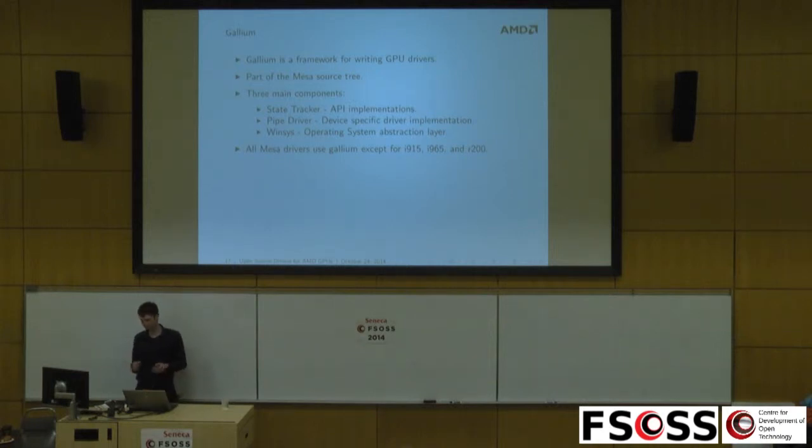All right, so I'm just going to talk really briefly about the architecture within Mesa, because this is the core of the drivers and where a lot of the development happens. Within Mesa, we use something called Gallium, which is a framework for writing GPU drivers. It's part of the Mesa source tree, and there are two main components. There's a state tracker, which is basically an API implementation like OpenGL. There's a pipe driver, which is a device-specific driver implementation, and then there's a WinSys, which is an operating system abstraction layer. All Mesa drivers use Gallium except for the Intel drivers and the older Radeon drivers. So it's the framework that most people like to use.